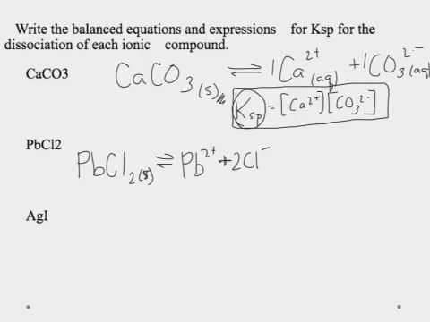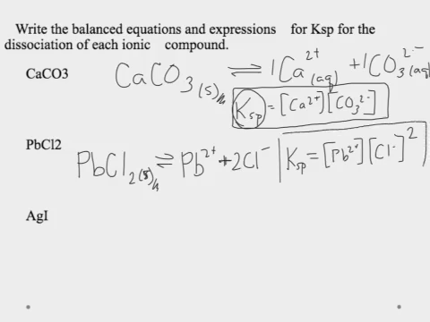When I write the Ksp expression now, it's products over reactants raised to their coefficients. So my products are lead 2 plus raised to its coefficient, which would be 1, and the chloride ion raised to its coefficient, which is 2. Now remember, we said products over reactants. Why don't we include the reactants? Because our reactant is a solid, and solids are not included in the Ksp or any K expression. And so the Ksp expression for that one is like so.